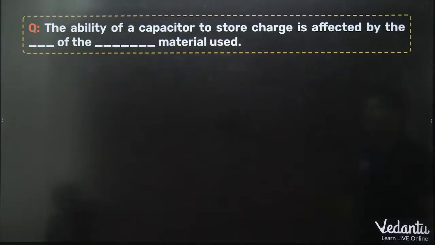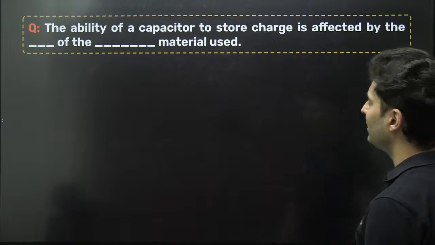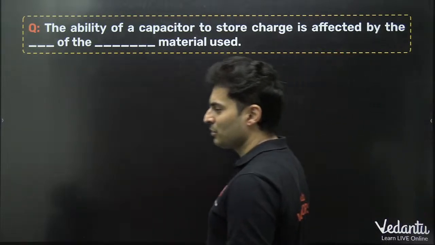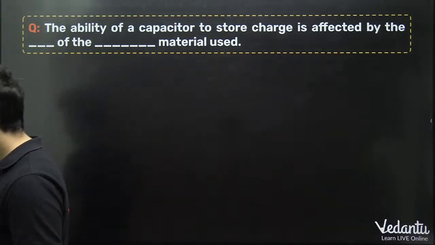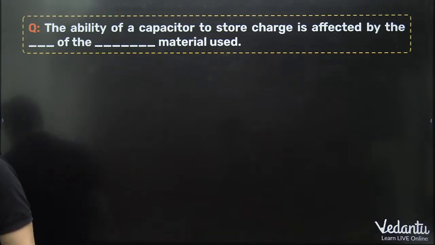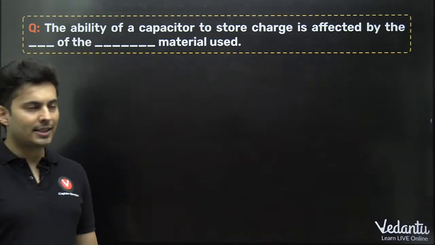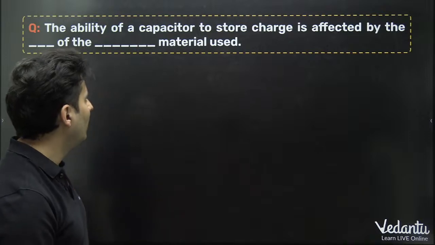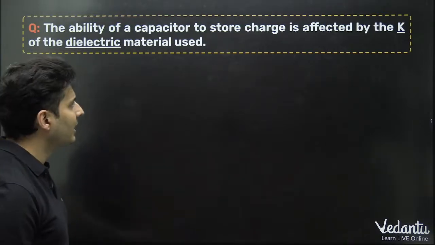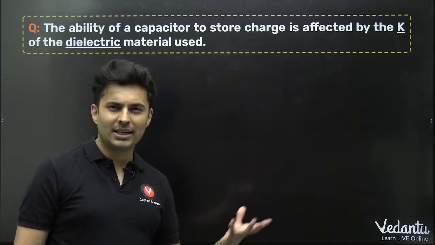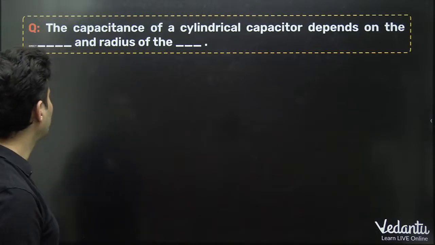Moving on, the ability of a capacitor to store charge is affected by the dash of the dash material used. This is very straightforward. Come on, my dear warriors. What is it? Yes, it is going to be affected by the dielectric material's K value, the dielectric constant value. Very simple.